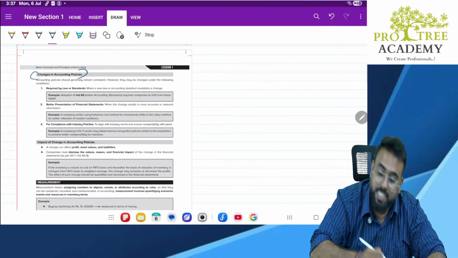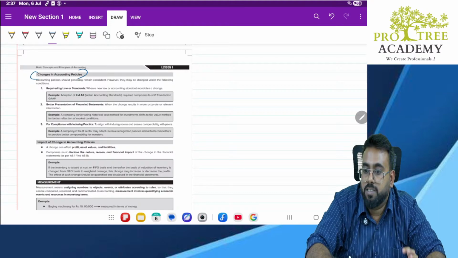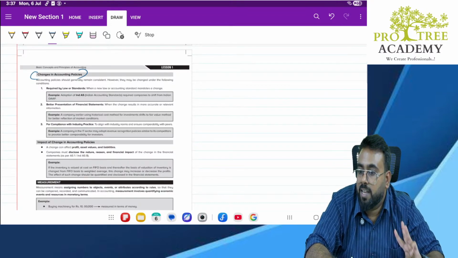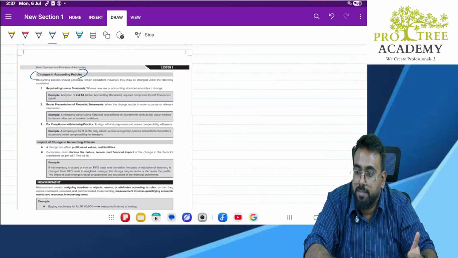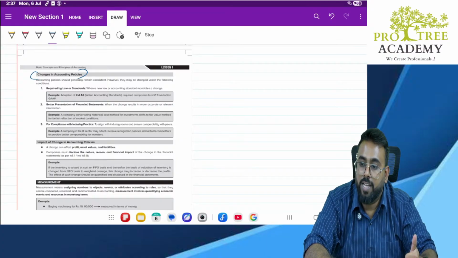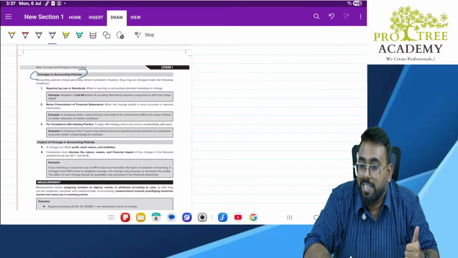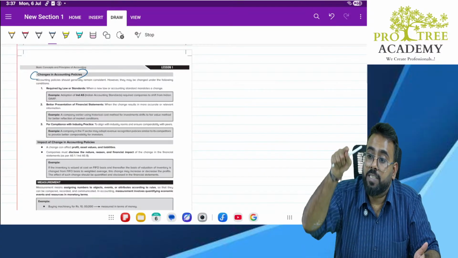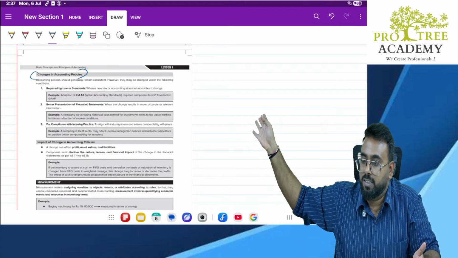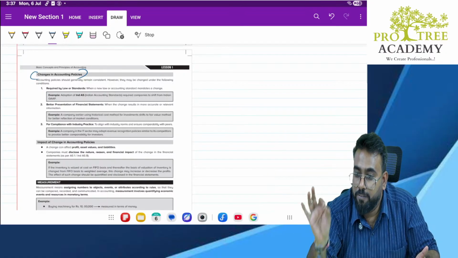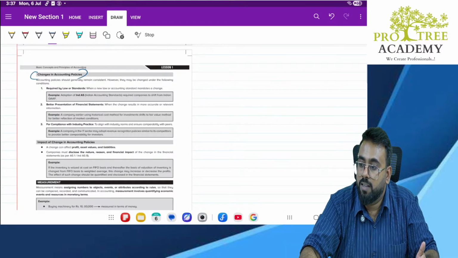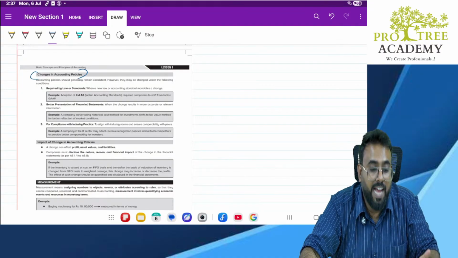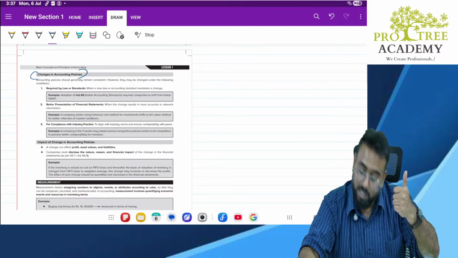Now, can we change accounting policies? Yes, we can change accounting policies, but under three circumstances. One, as required by the law or as required by the standard. Which standard? Accounting standard. Or one more is better presentation of financial statement. Your accounting policy should give you a true and fair view. If it is not giving true and fair, change the accounting policy. Clear? So the first one is what? As required by the law or the standards.